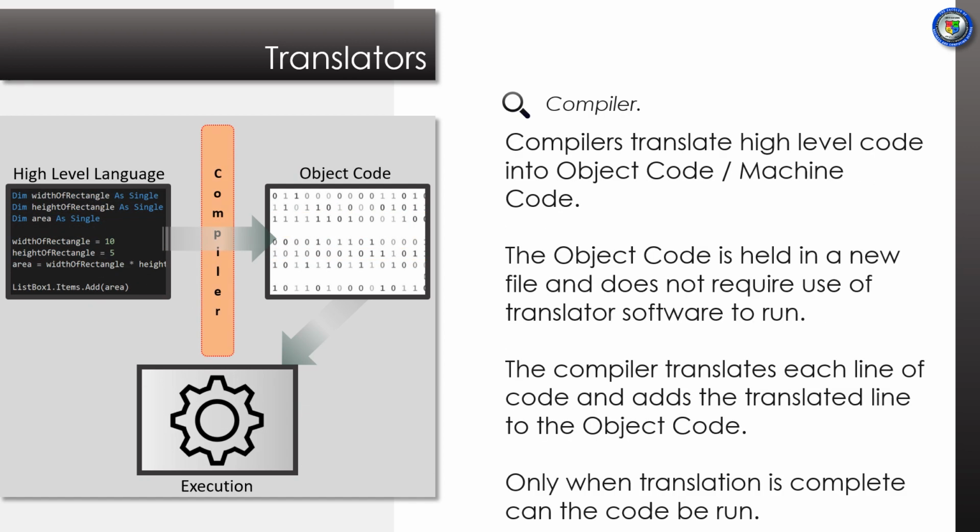The alternative to an interpreter is a compiler. Compilers translate high-level code into object code or machine code. The object code is held in a new file and does not require the use of translator software to run. The compiler translates each line of code and adds the translated line to the object code. Only when the translation is complete can the code be run.